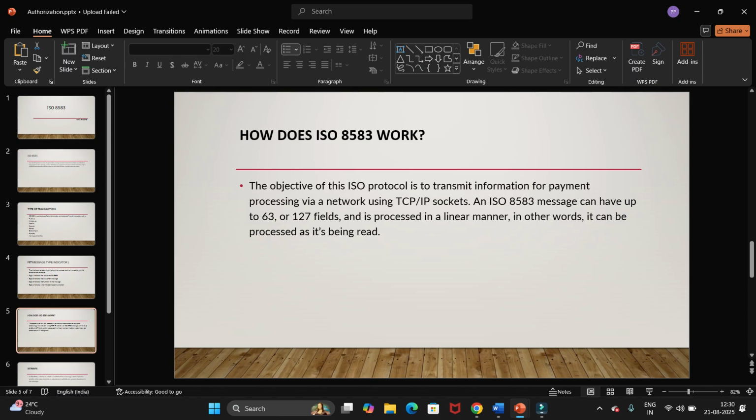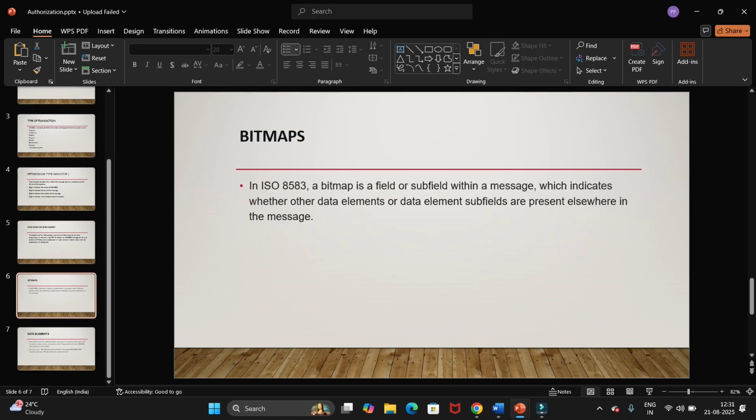Next, how does ISO 8583 work? The objective of this protocol is to transmit information for payment processing via the network using a TCP/IP socket. An ISO 8583 message can have 63 to 170 fields and is processed in a linear manner. So this is how it works.